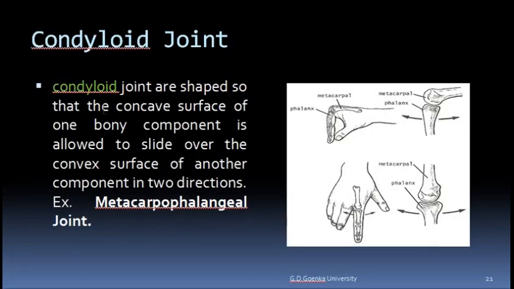Condyloid joints are shaped so that the concave surface of one bony component is allowed to slide over the convex surface of another component in two directions. Example is your metacarpophalangeal joint. Here you can see the metacarpophalangeal joint. One surface is concave and another surface is convex here.